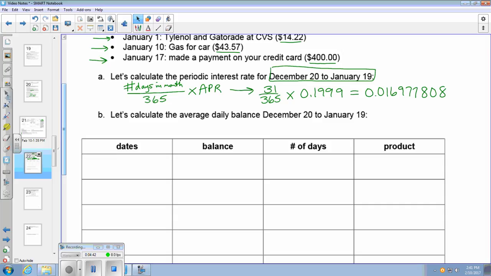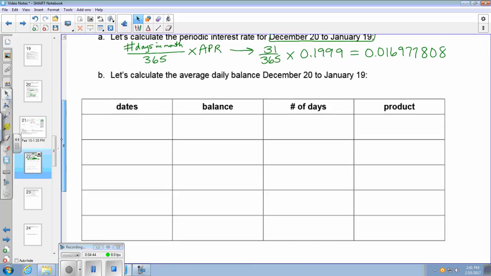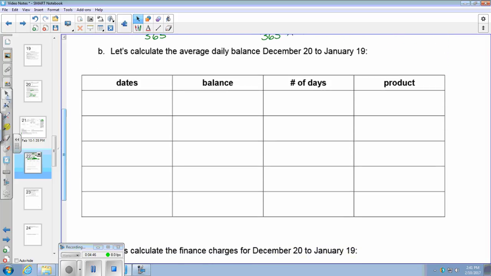Next up, we're going to calculate the average daily balance from December 20th to January 19th. And we're going to use this table to help us organize everything. So on December 20th, remember we had that balance of $700. We made a $300 payment. So it left us with a $700 balance. And we carried that through to the 22nd.